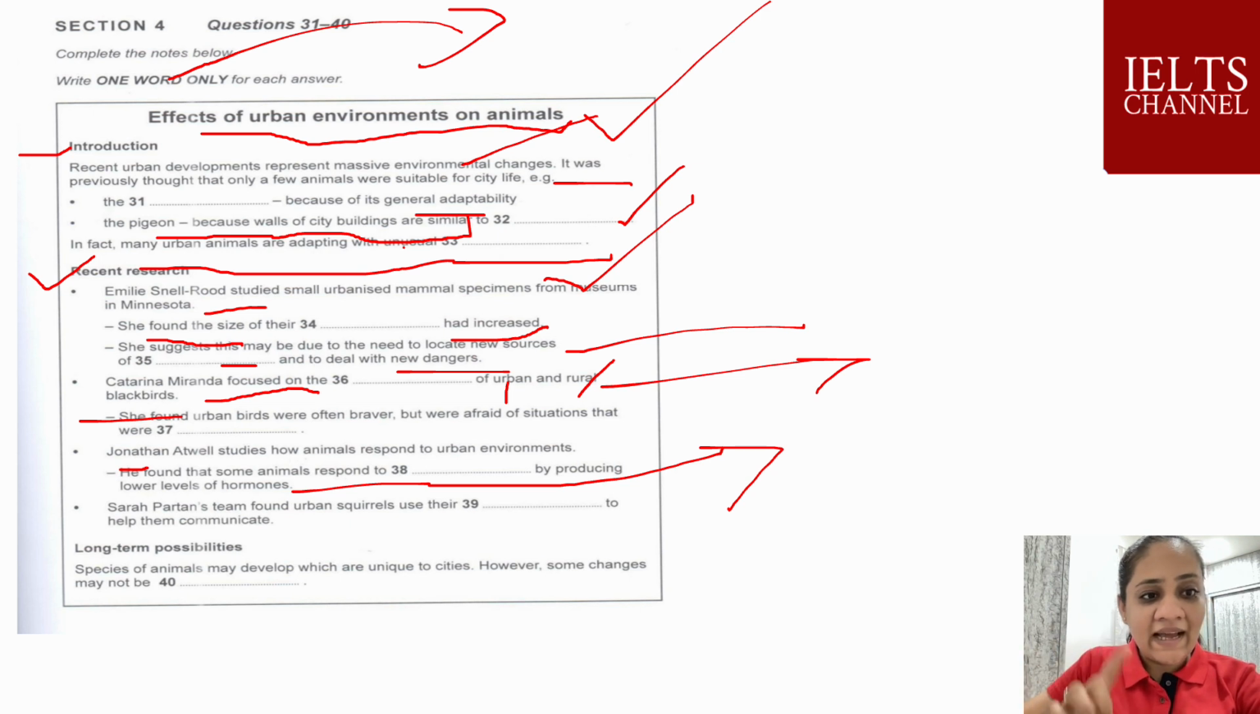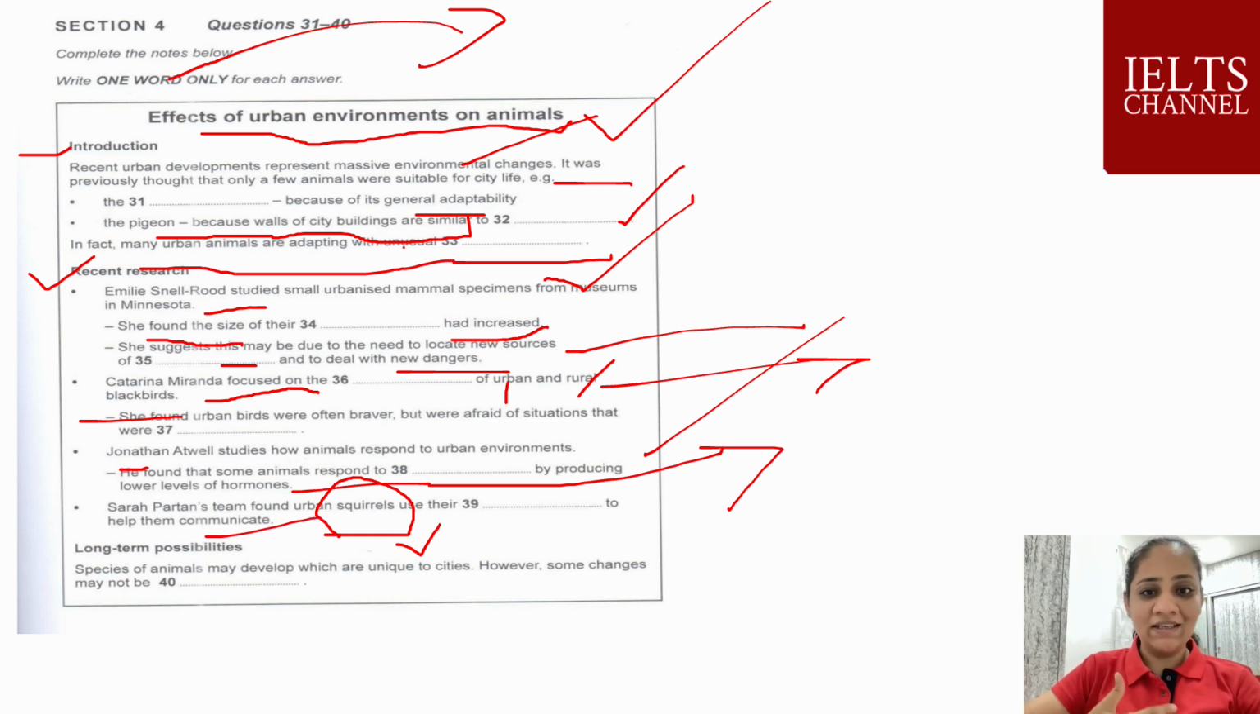The animals respond to dash by producing. So they respond to what? Okay, so focus on this for the lower levels of hormones. Let's say 39, who studied Sarah. The team found urban squirrels, the squirrels is the keyword, use their dash to help them communicate. So squirrels use their tail, their ear, their eyes. I mean, what do squirrels use their dash to help for communication?